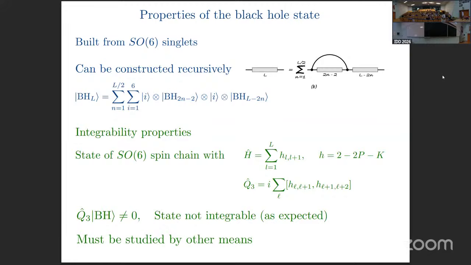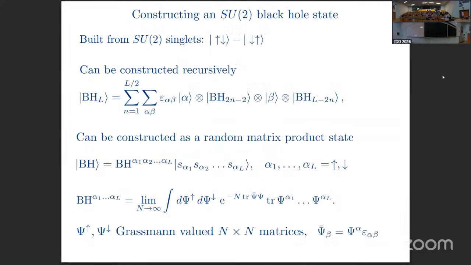And therefore, we cannot hope to find these one-point functions in a closed form. And that's kind of expected. You don't expect a black hole state to be something integrable. It's more or less by definition, it's something chaotic. So you have to study it by other means. So let's see what other means are available.